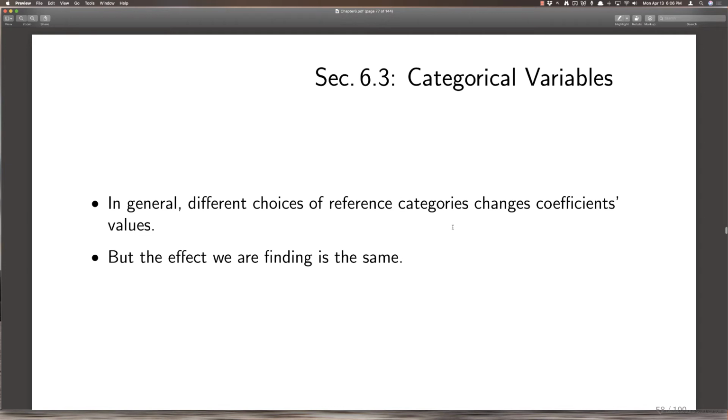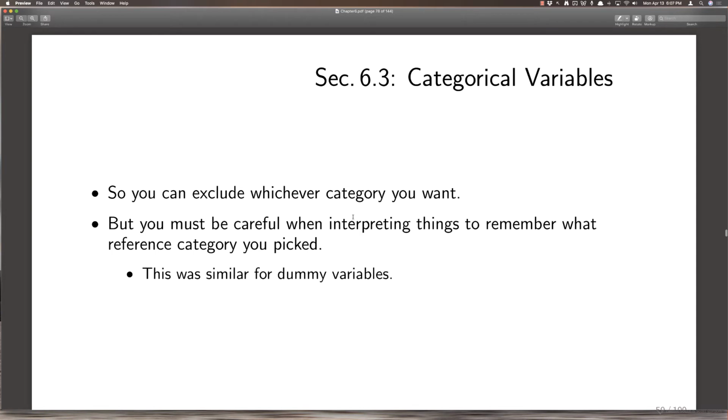In general, different choices of reference categories will change the coefficient values, but the effect we're finding, the substance of what we're seeing, is the same. So you can exclude whatever category you want, but you must be careful when interpreting things to make sure you remember what the reference category was, right?